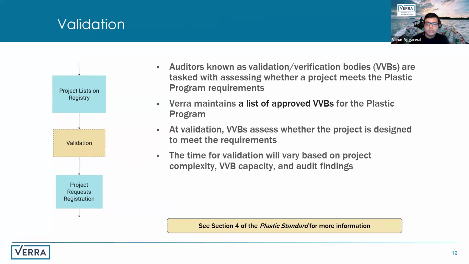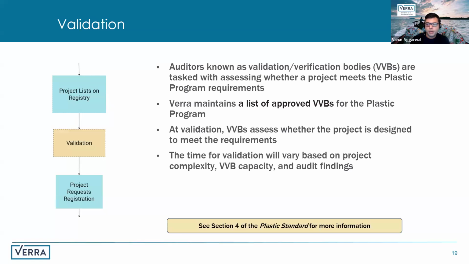After the project has been listed, it is eligible to undergo validation by auditors known as validation and verification bodies, who are tasked with assessing whether the project meets all the rules and requirements of the plastic program and how it's demonstrating conformance with all of them. The validation and verification bodies are approved by Verra, and a list of approved VVBs can be accessed on the Verra website. A VVB may conduct site visits to assess whether the project is designed to meet the plastic program requirements and may require evidence to support the statements made in the PD.